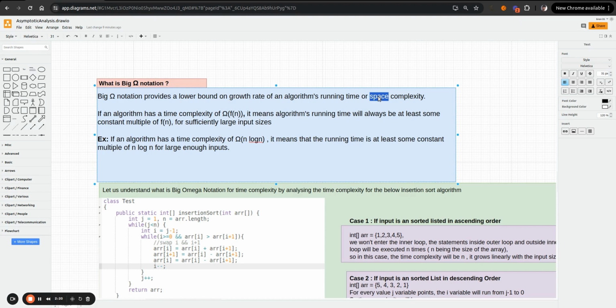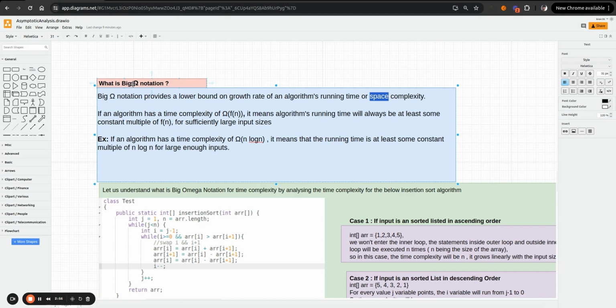So we are focusing mainly on larger input sizes. That is what algorithm efficiency is all about: analyzing time complexity and space complexity in terms of input size. This topic gives rise to all these asymptotic analysis notations. In this video, we are going to check out what big omega notation is.